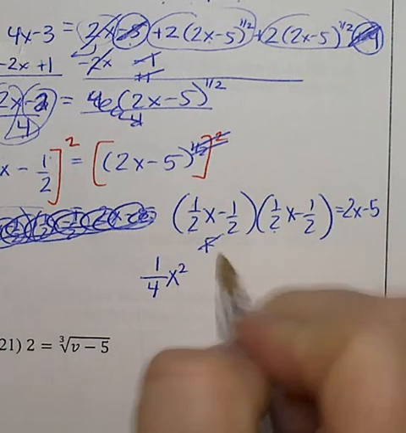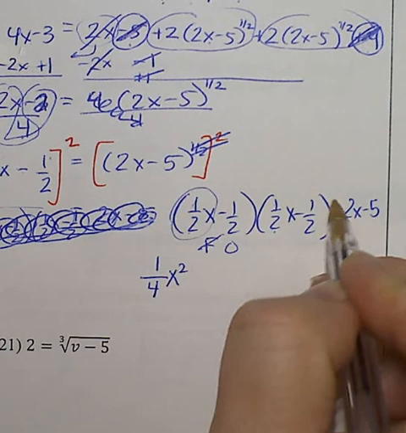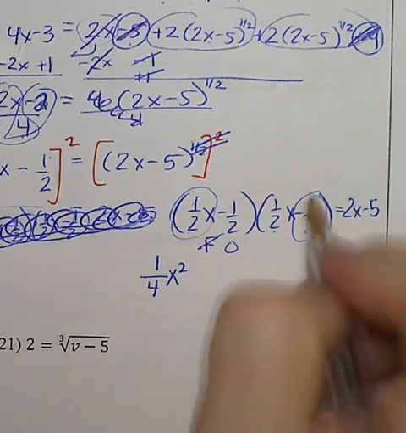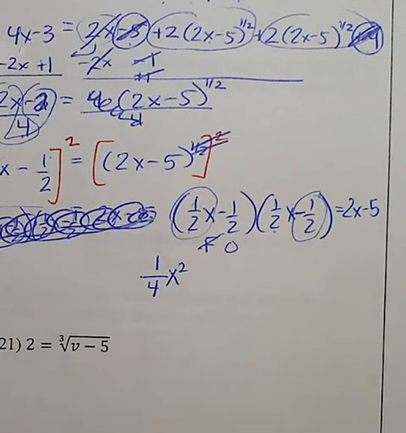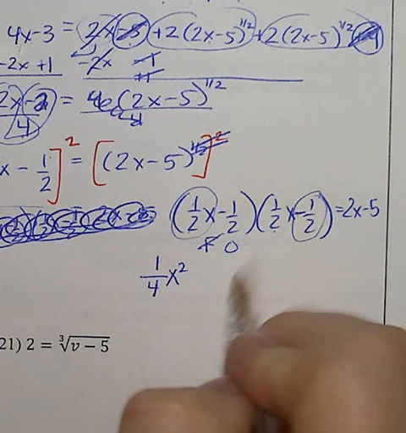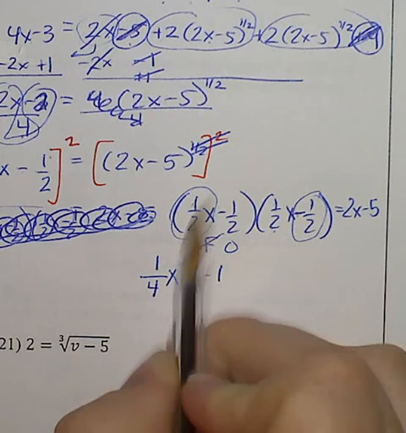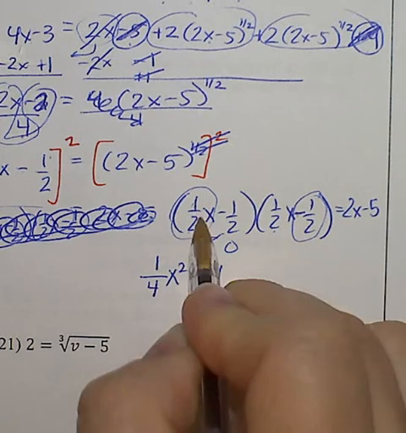Now I'm going to go to the outside, so I'm looking at this value and this value. Don't forget about the negative here in front. 1 times -1 is -1, 2 times 2 is 4, and there's 1x.